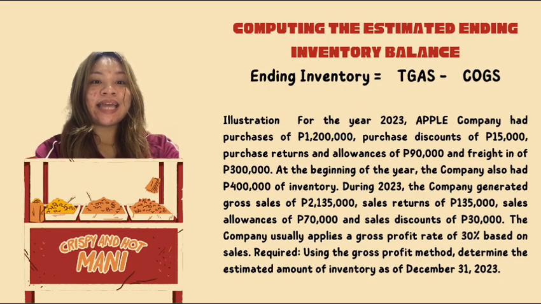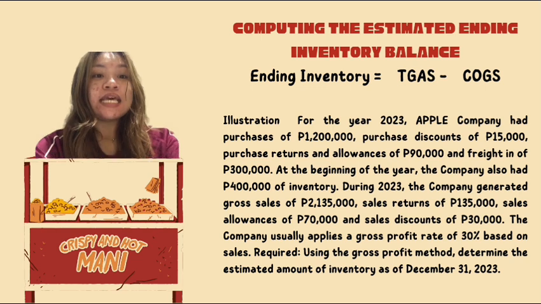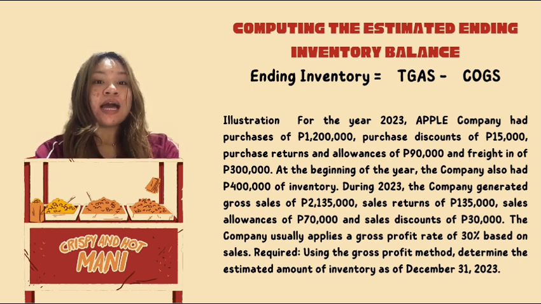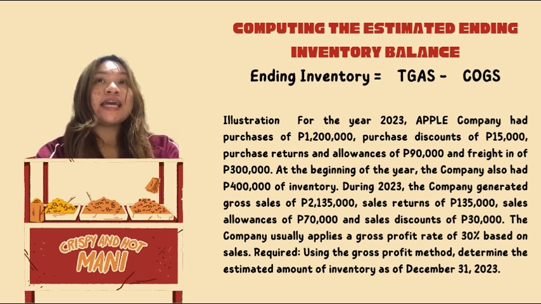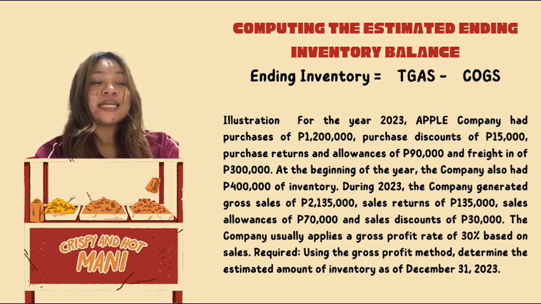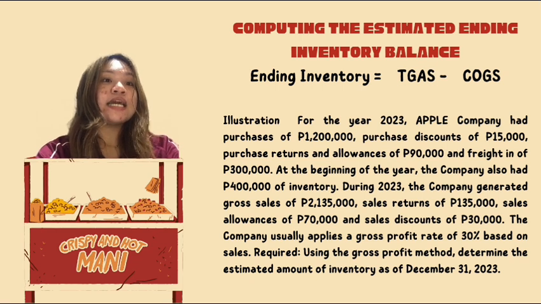Computing the estimated ending inventory balance. After we understand the following inputs towards the gross profit method, we now use them all together in order to estimate or determine the amount of ending inventory by using the following formula guide. Ending inventory equals TIGAS minus COGS. I have here an illustration to further our learning, so we can apply our concept to the problem.